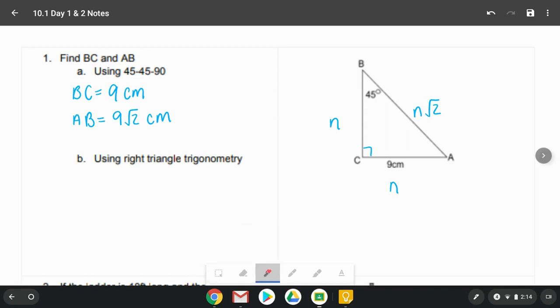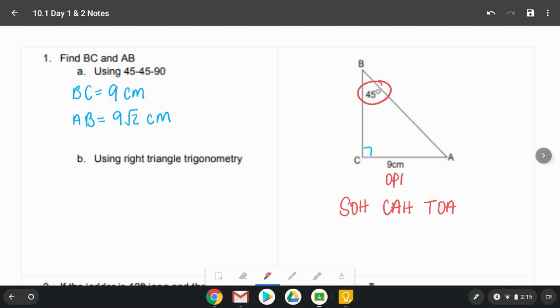So then for part B, it's asking us to use our right triangle trigonometry to do the same thing and solve for BC and AB. Well, for that, that's going to be a little bit different. And so for here, remember, this is where we're going to use SOHCAHTOA. Based off the 45-degree angle that we have at angle B, side AC should be my opposite side, BC is my adjacent, and AB is the hypotenuse.